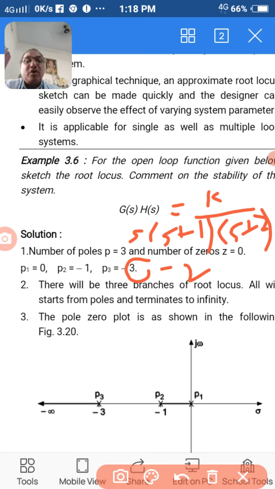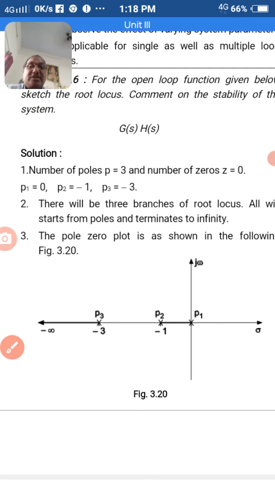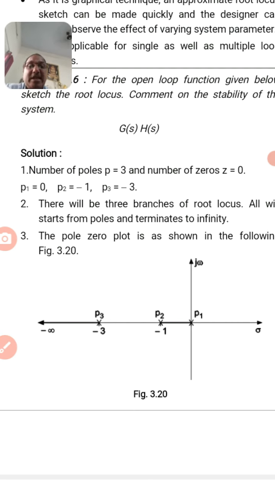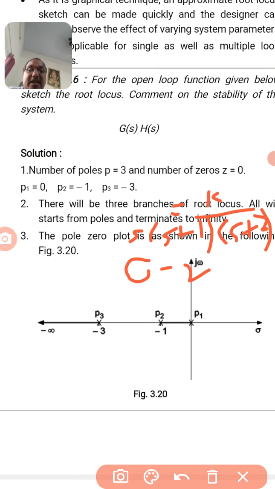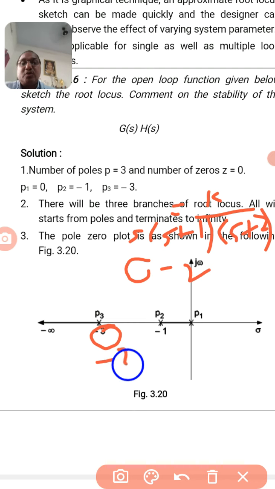These are the poles, and if I plot these poles on the S plane, you will find poles P1, P2 and P3 there. The poles lie on the left hand side of the S plane, where this is at minus 2.